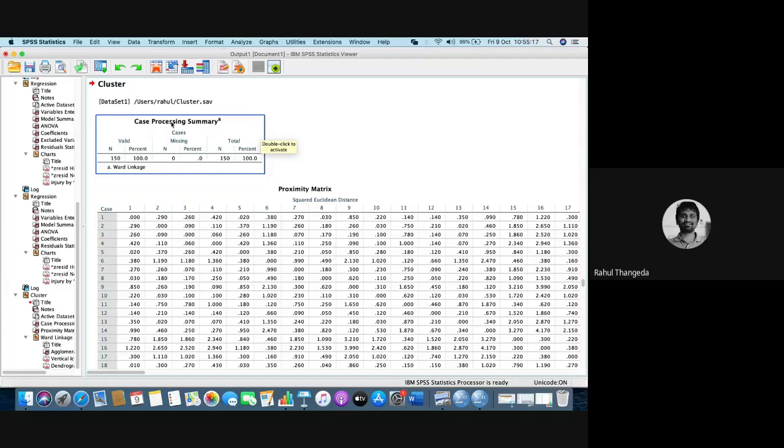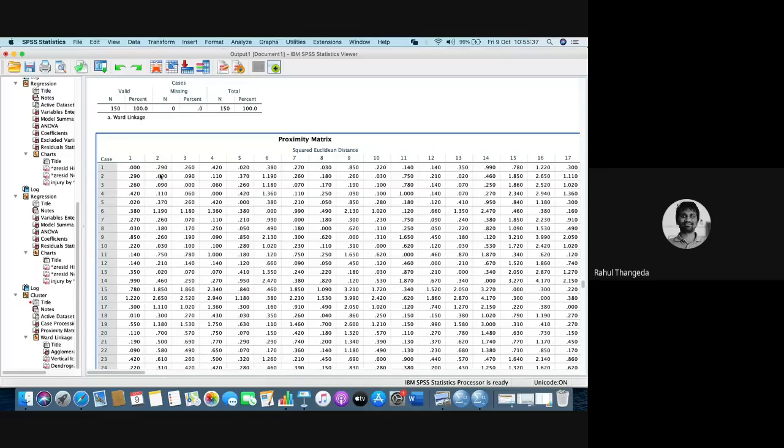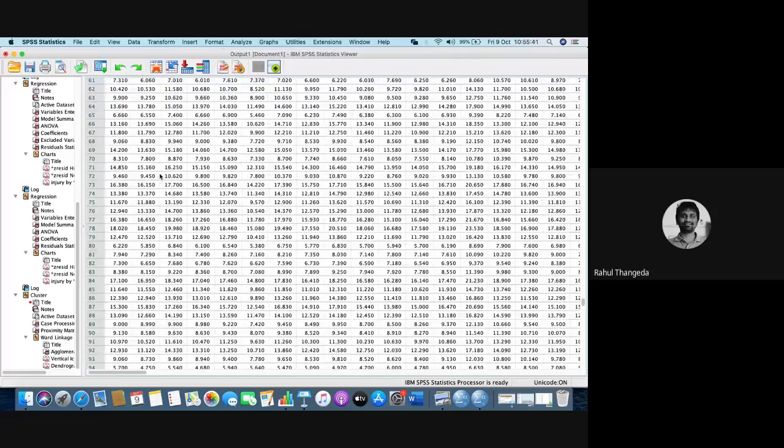The case processing summary gives you the summary of your data. You have 150 data points and all 150 are valid. There is no missing data. If there was any missing data, it would show what the missing data is. And how do you want to do the linkage? That means how do you want to segregate your clusters? That is the method I clicked, the Ward linkage method. Using the Ward linkage method, like I said, every case gets connected to the other cases.